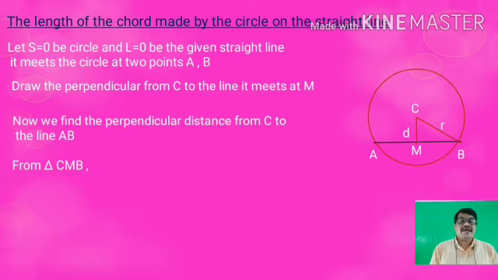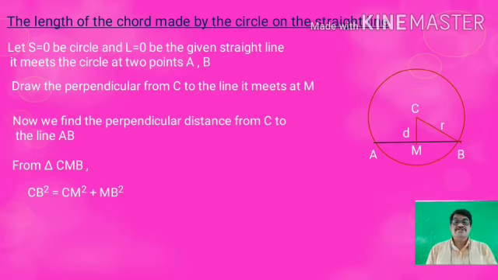Now from this triangle CMB, we have to find MB. How to get MB? From this triangle CMB, by the right angle property, CB squared is equal to CM squared plus MB squared. Now what is CM here? r, small r, is the radius, and CM is the perpendicular distance from the center to the line, and MB we are finding here.